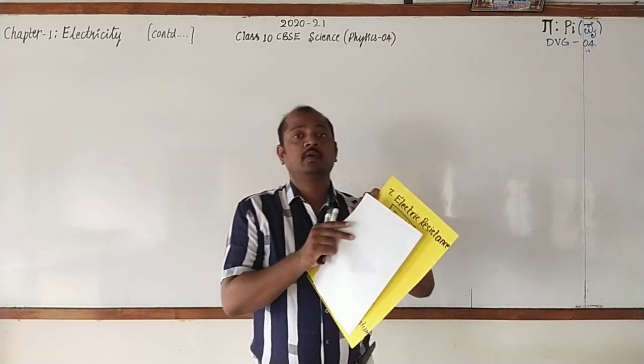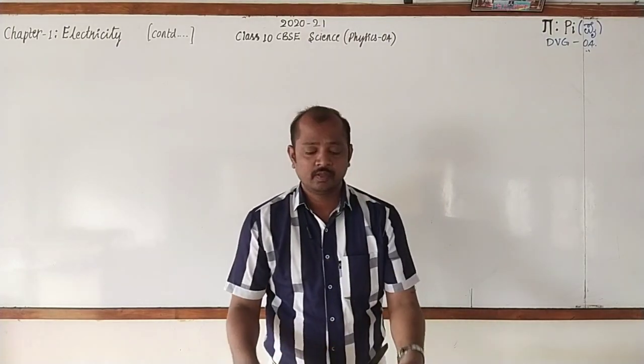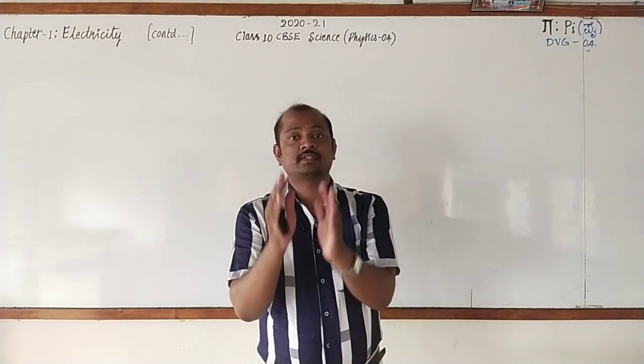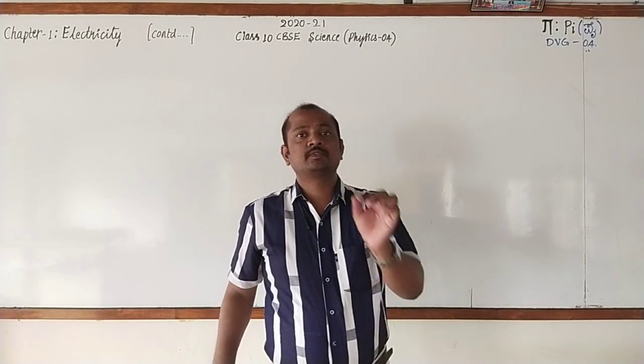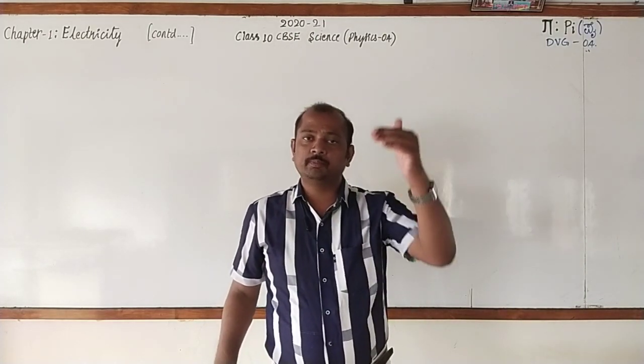The ratio of V by I is what? V by I is constant. What do you call this constant? It is electric resistance. Hence we write R is equal to V by I.